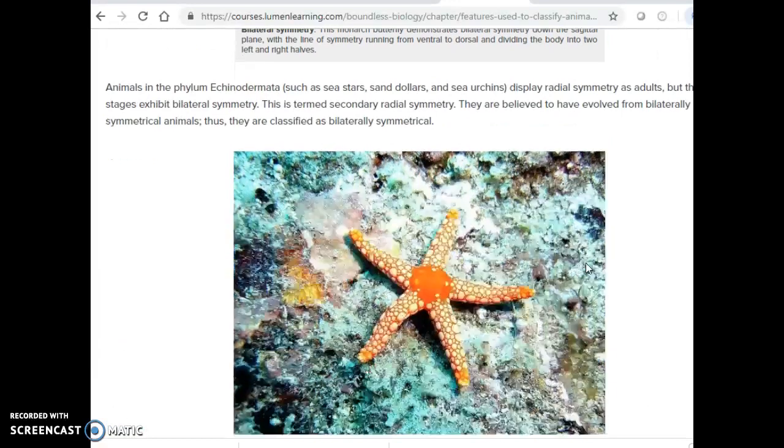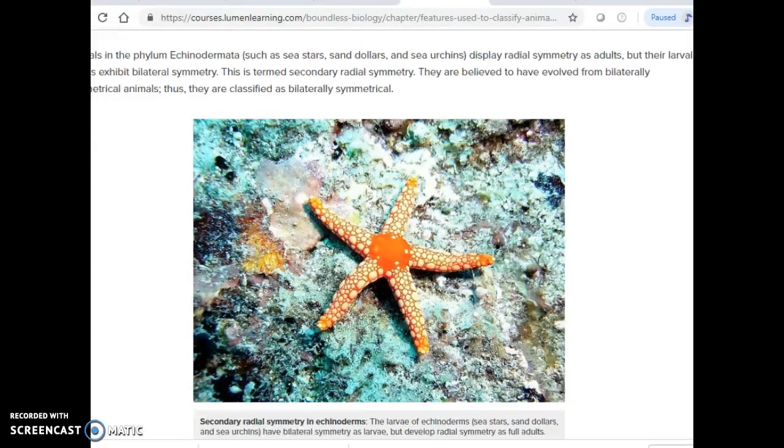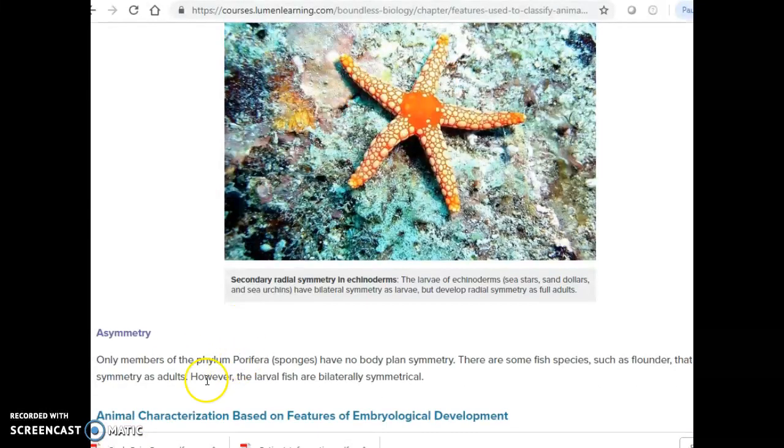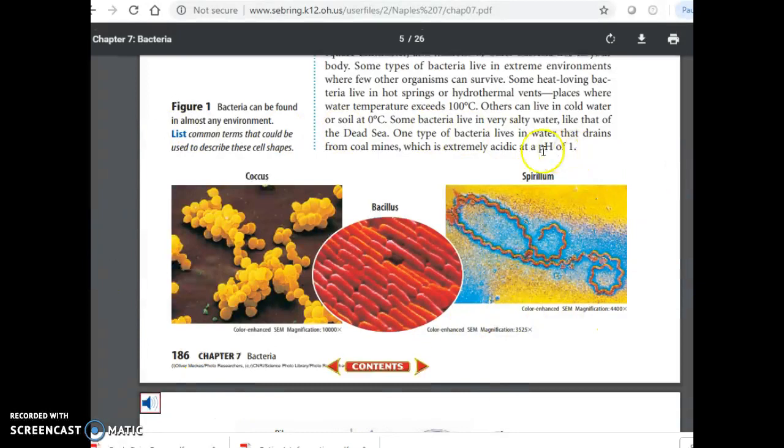When we look at the echinodermata, such as sea stars and sand dollars and sea urchins, they display a radial symmetry as adults, but their larval stages exhibit bilateral symmetry. And so the term is secondary radial symmetry, and they believe it evolved. So we said we can cut those in any way. That's why it's radial. Want to focus on the different types of bacteria shape.